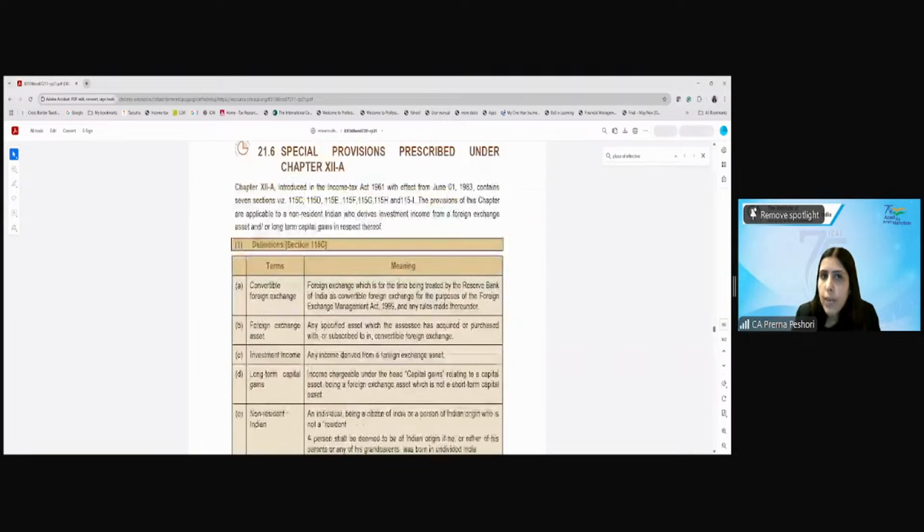Fine. Then we have the second provision, which is the special provision under Chapter 12A. Now, this is applicable for a non-resident Indian. A non-resident Indian means a person who is a citizen of India or a person of Indian origin, but at the moment is a non-resident. An Indian citizen or a PIO who is a non-resident. This chapter is applicable to them.